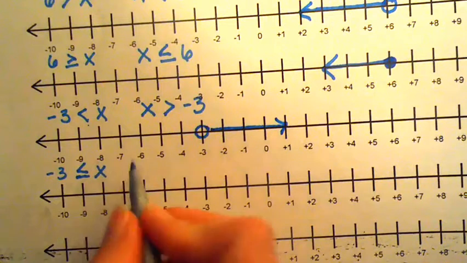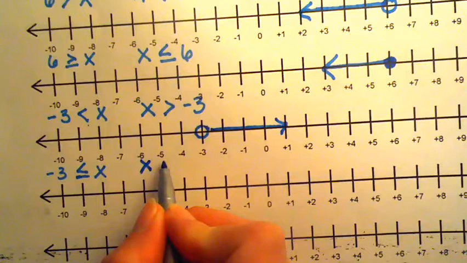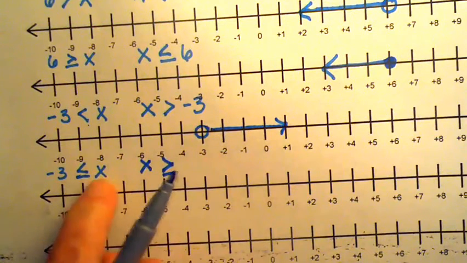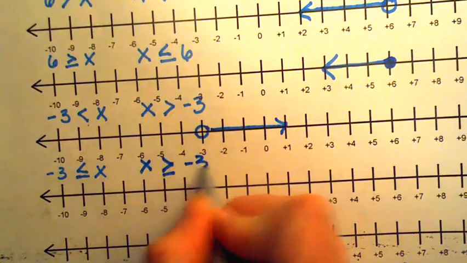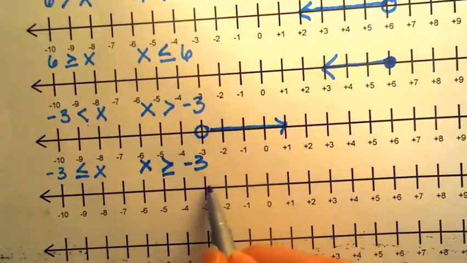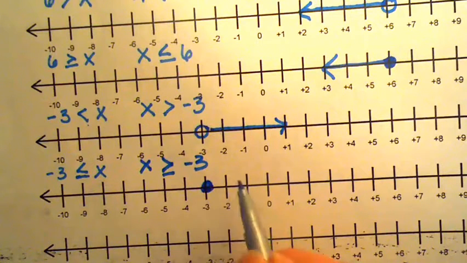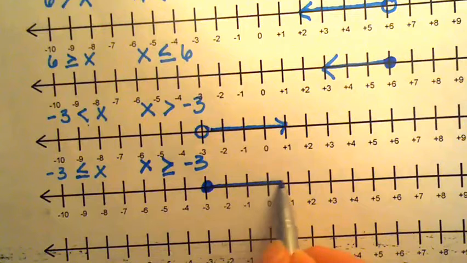Finally, one more. Flip it so that x is on the left. Flip the inequality. The alligator's still got to try to eat the x because it's bigger. -3. All right. Closed dot because it includes that number. And then my arrow is going to point in that direction.